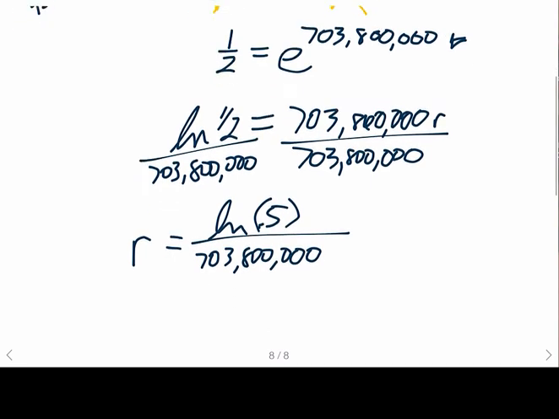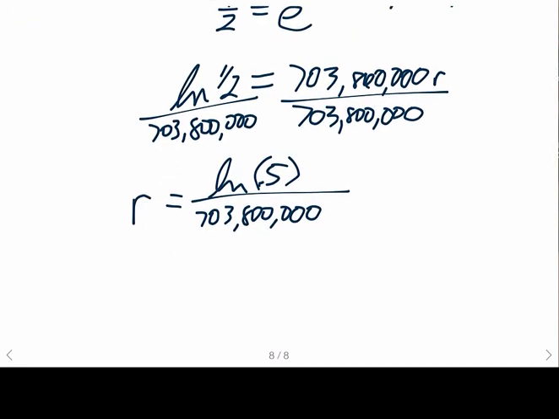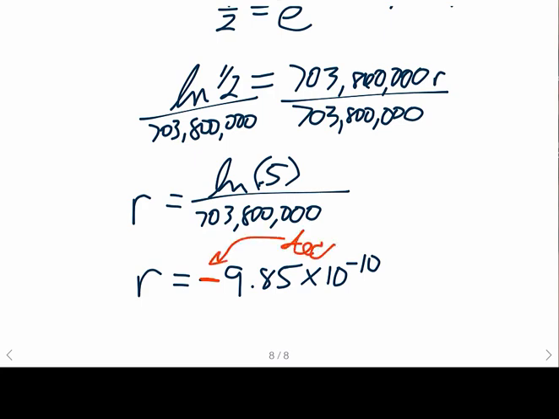I swear my calculator just went, why'd you use this number? So r, my calculator is telling me, is equal to negative 9.85 times 10 to the negative 10, rounded off. What the heck does that mean? Okay, interpretation. The negative happened because it's decay. You see, we aren't talking about population growth, we're talking about radioactive decay.